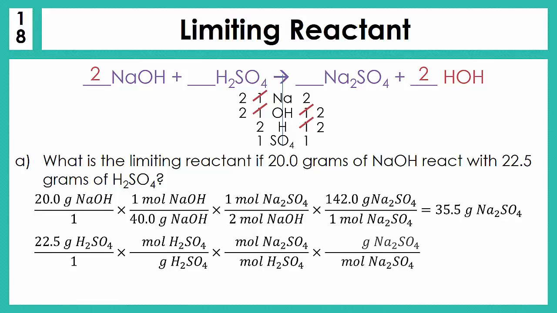So we can take moles into grams. So grams and moles is going to mean molar mass. Moles on moles is a mole ratio from the balanced equation. Grams and moles again of sodium sulfate. I can make 32.6 grams of sodium sulfate. So that means that the 22.5 grams of H2SO4 are actually my limiting reactant because it makes less product.